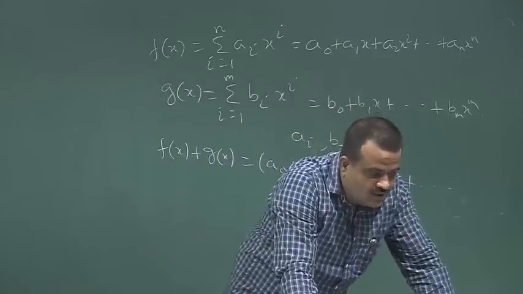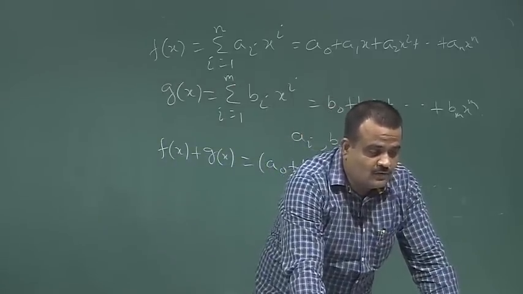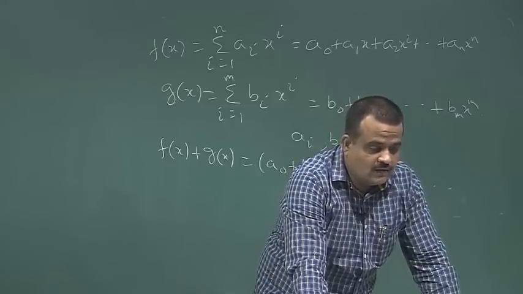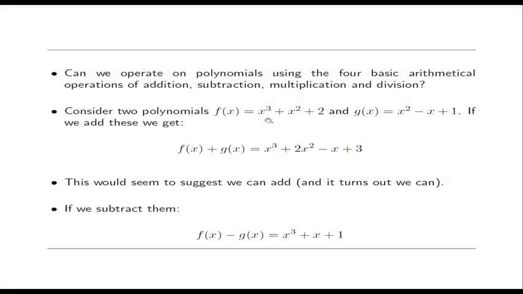So, this is the basic addition operation. For example, if you take two polynomials f(x) and g(x), where f(x) is x cube plus x square plus 2. Now, if you add these two, x cube has coefficient 1, there is no x cube in the other. For x square we have coefficient 1 and 1, so it will give us 2, and for x there is minus 1. Then the constants a0 and b0 are 2 and 1, so it is 3. So, this is the addition of f(x) plus g(x).